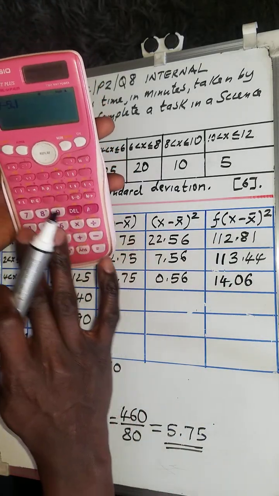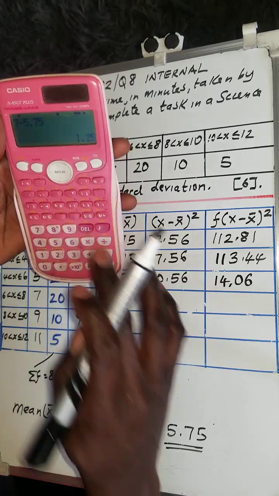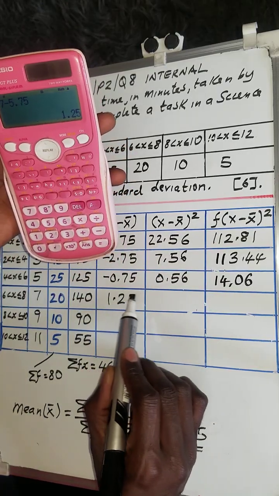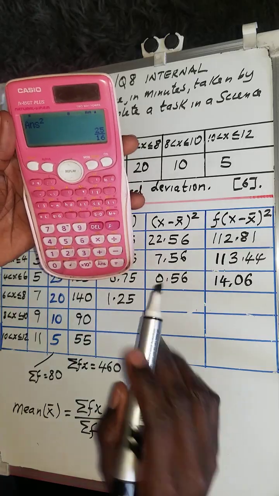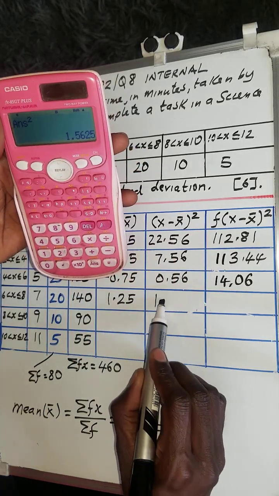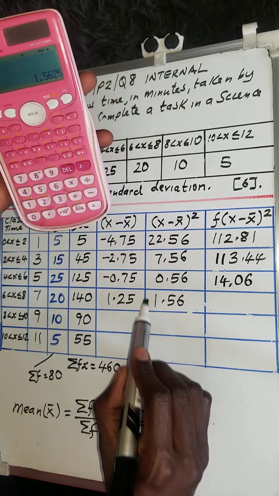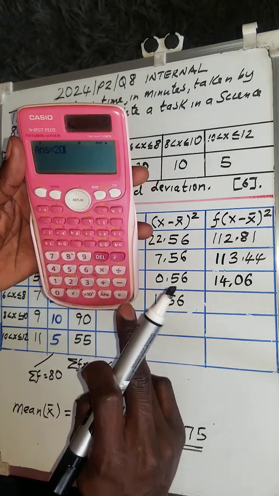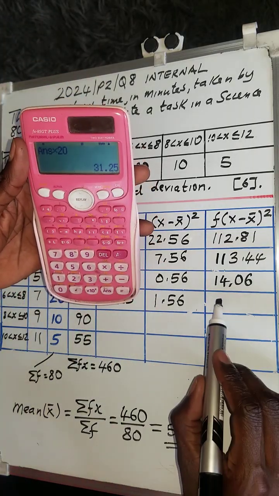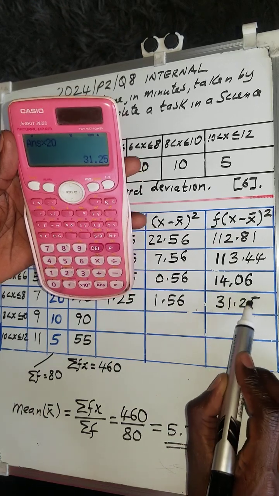We move on to that. 7 minus 5.75, I'm simply getting 1.25. This, you raise it to the power 2, just square what you have on your calculator. So that is going to give you 1.56. This value that you have on your calculator, multiply by the frequency, which is 20. So that is going to give me 31.25.